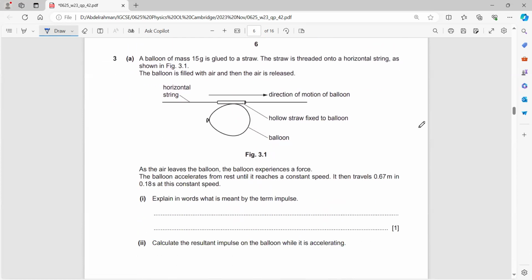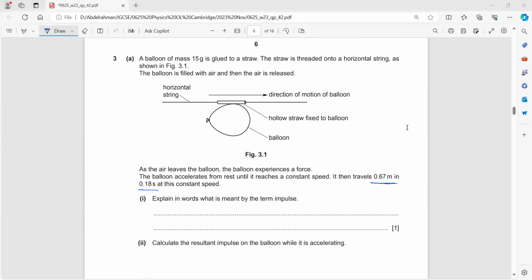A balloon of mass 15 grams is glued to a straw. The straw is threaded onto a horizontal string. The balloon is filled with air and then the air is released. As the air leaves, the balloon experiences a force. The balloon accelerates from rest until it reaches constant speed. It then travels 0.67 meters in 0.18 seconds at this constant speed. Explain in words what is meant by the term impulse.